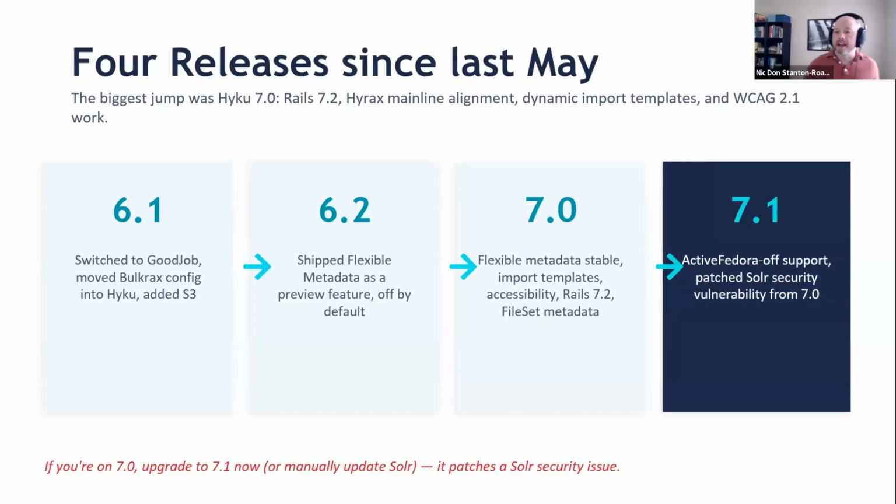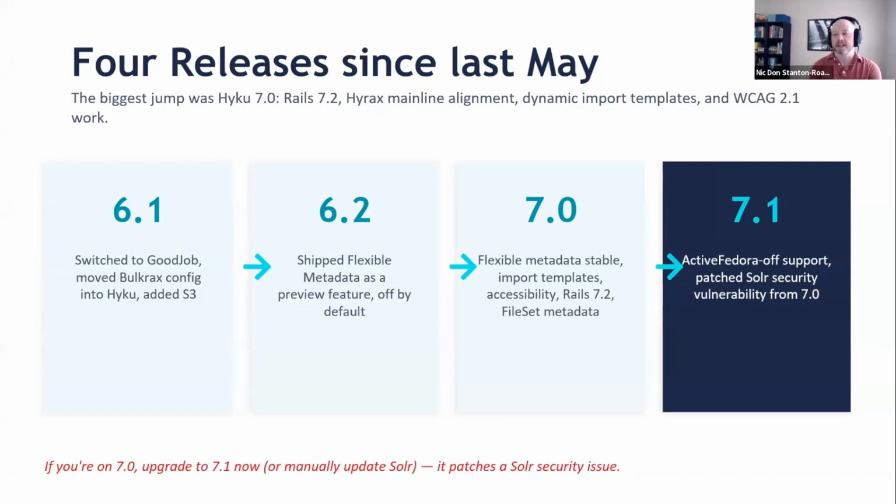So since last May, we have gone from 6.1 to 6.2, a major release with 7.0, and then a bump of 7.0 to 7.1. 6.1 brought in bulk rack configuration directly into the settings management so that repository managers can adjust their bulk rack settings without any developer intervention. Also switched to Good Job, added S3 storage. 6.2 was, in a lot of senses, a major update.